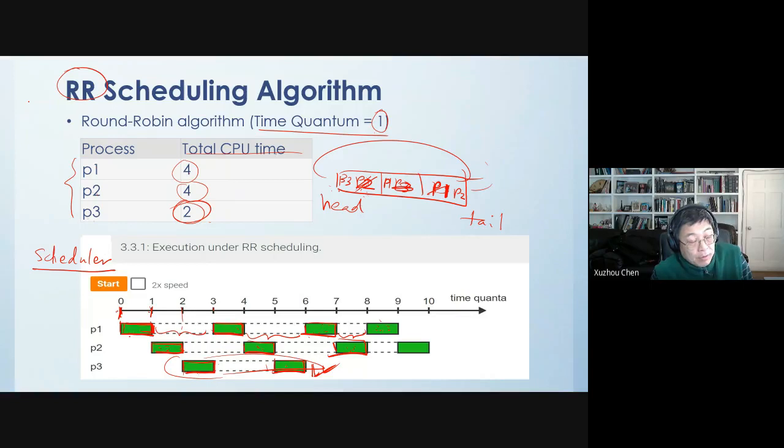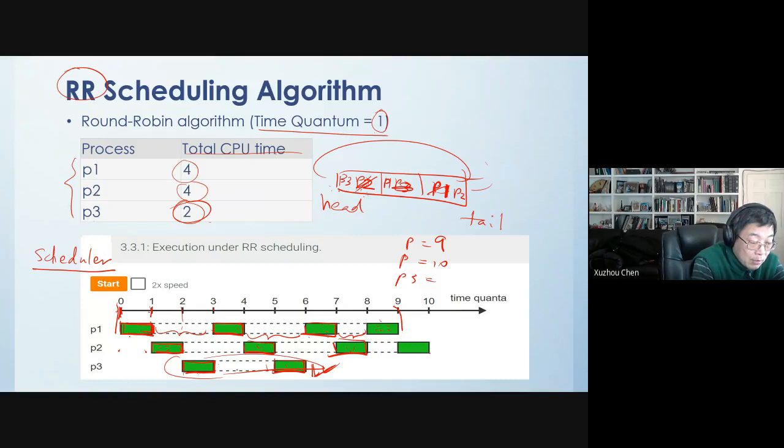Now, to calculate the completion time for each process is very straightforward. For process 1, it starts from 0 and ends at 9, so process 1 equals 9. Process 2, we assume it also starts from 0 and ends at 10, so process 2 equals 10. And process 3 equals 6, it ends at 6.